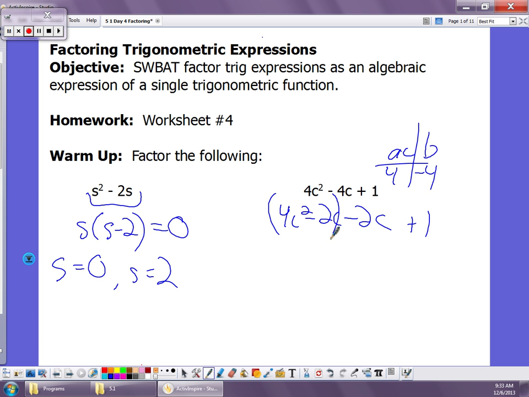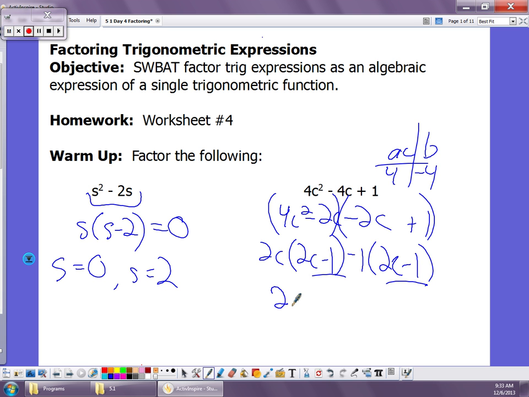Grouping, right. Put them in the boats. So I can take out a 2c, and you get 2c minus 1. And what do I have to take out of the second part? Not a 2, not a 1. Negative 1. So you get 2c minus 1, because remember, we need this to be the same as this. So you get 2c minus 1 squared.